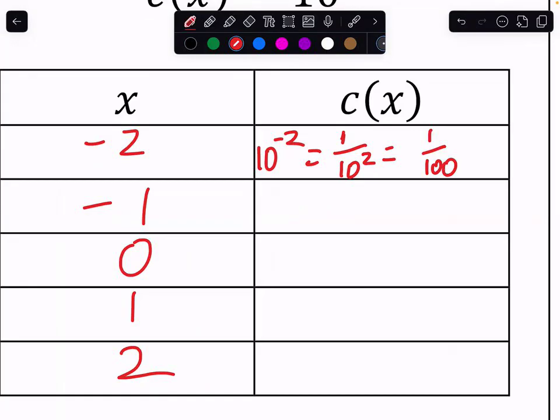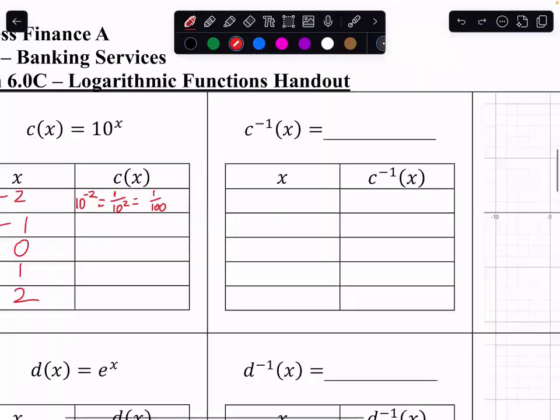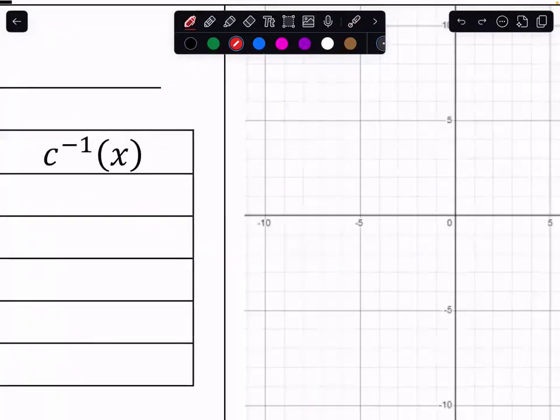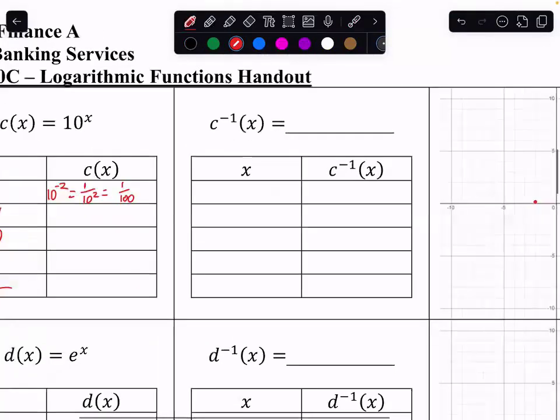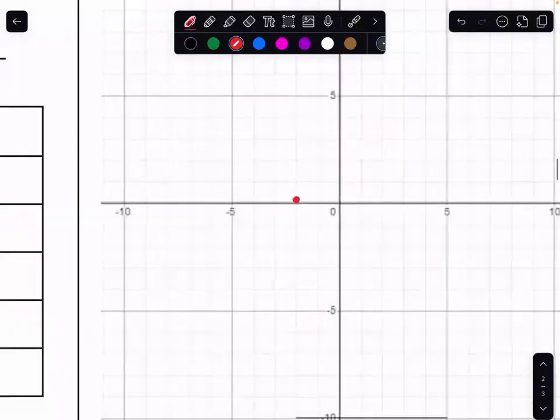Okay, so the point would be -2 comma 1/100. So that's barely above 0. Okay, -1. That simplifies to 1/10. So still not very far above 0. -1, 1/10.